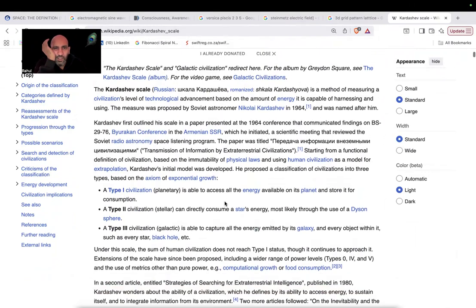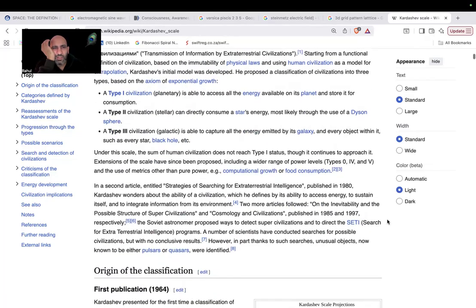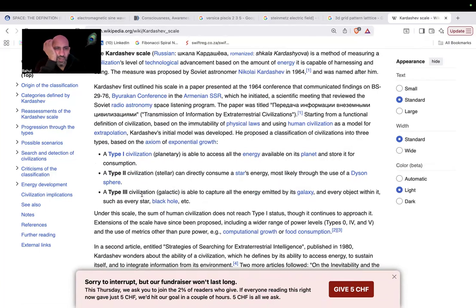So have you heard of the Kardashev scale? The Kardashev scale talks about civilizations and levels of civilizations. So type 1 civilization, type 2, type 3. Type 1 would have access to all the energy of their planet. Type 2 can consume energy directly from its star. Type 3 civilization captures the power of the galaxy. So it's really about energy consumption.